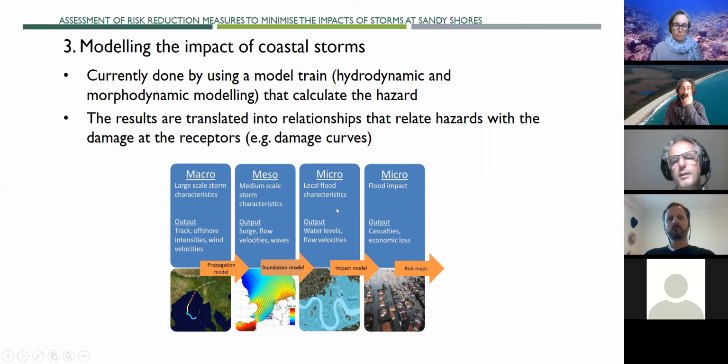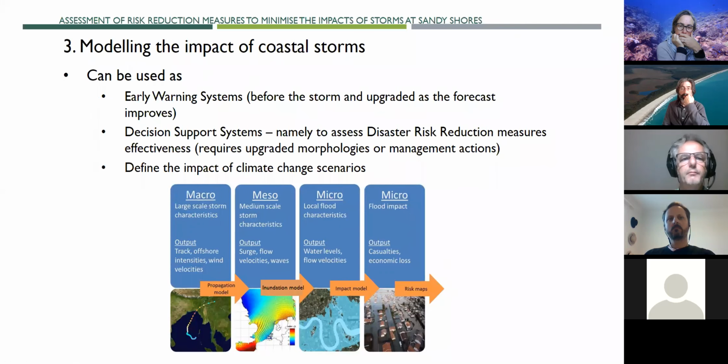And having these, we can construct our impact model and the impact result, and then produce the risk maps. So this is the basic flow, let's say, of a model, from the very beginning to the end, to have the risk maps. We can use this, as I told, as an early warning system if we do it when we know the predictions of the storm, and we can upgrade as the forecast improves.